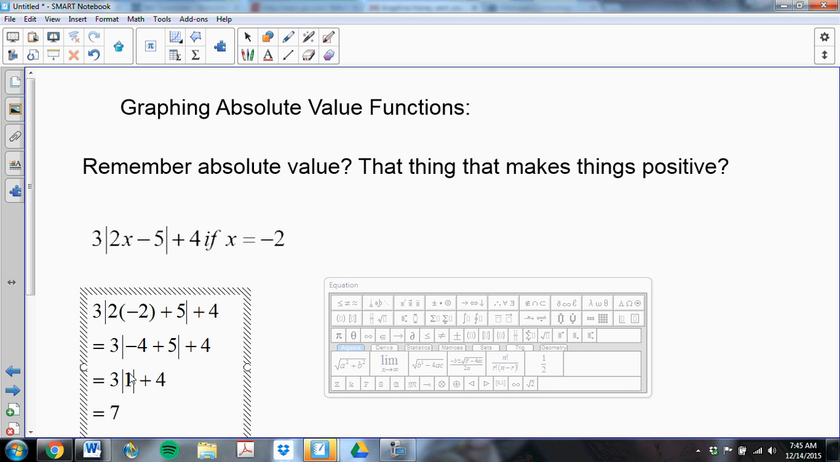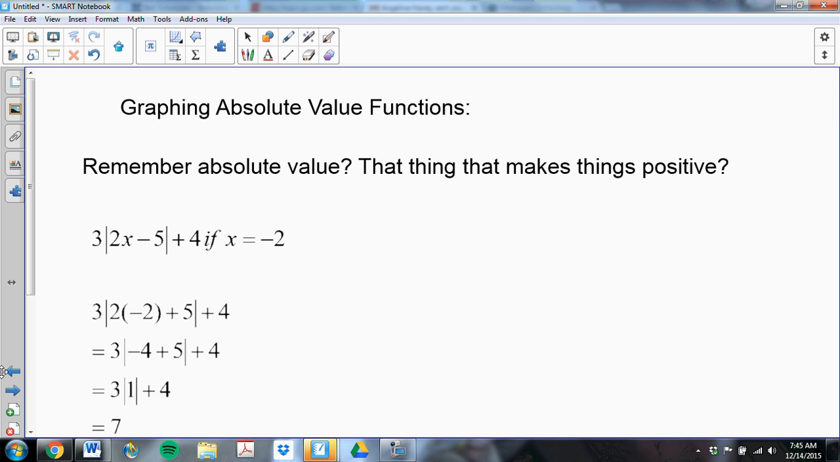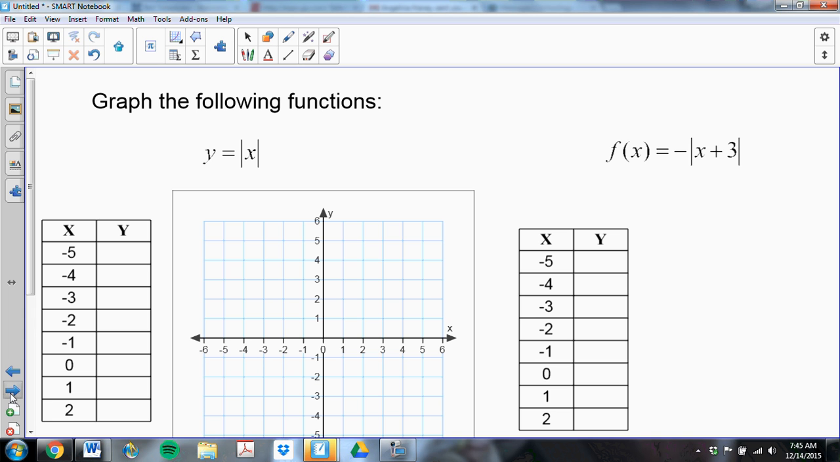Had it been negative, had this been a -1, it would have become positive, and it still would have come out to 7. So absolute value of 1 becomes 1, absolute value of -1 would also become 1. And we're going to take this process and do it with whole functions now.